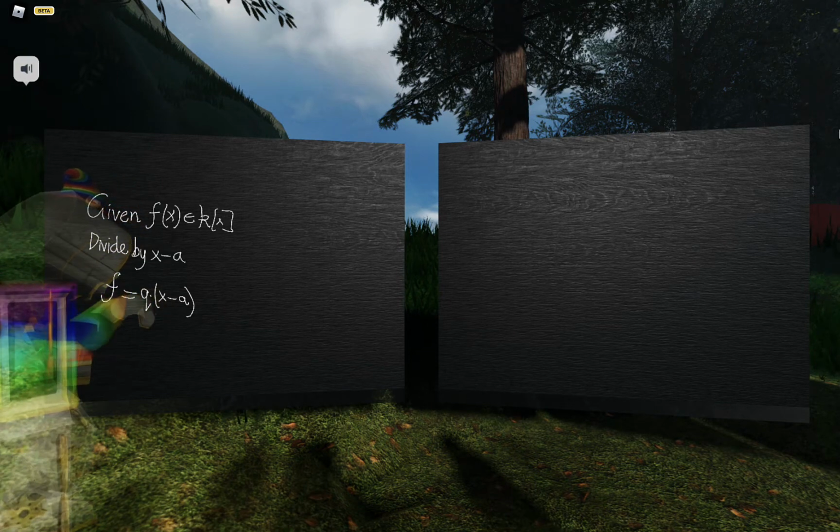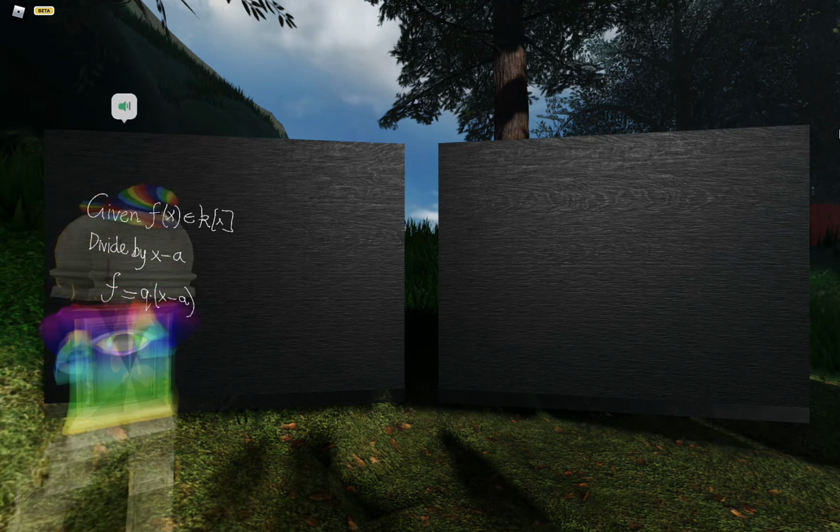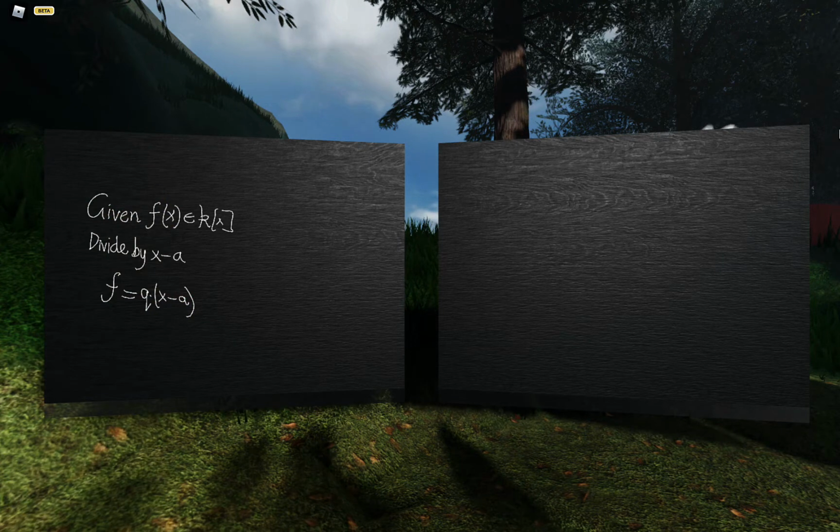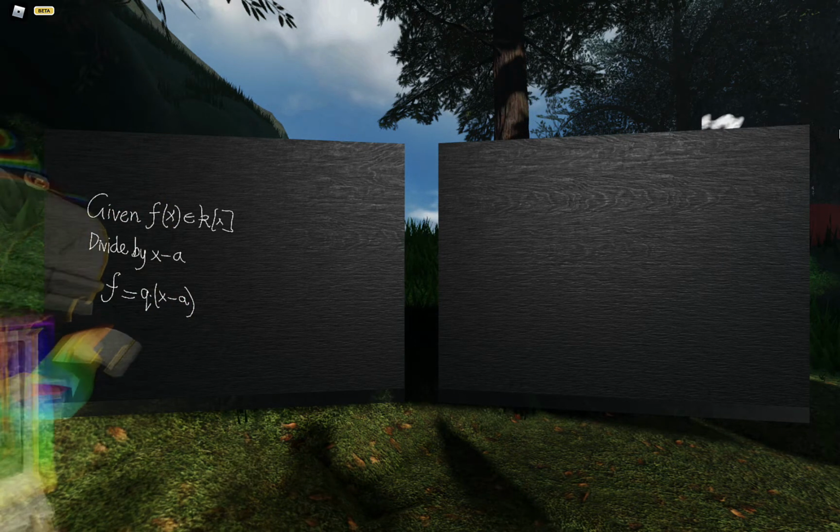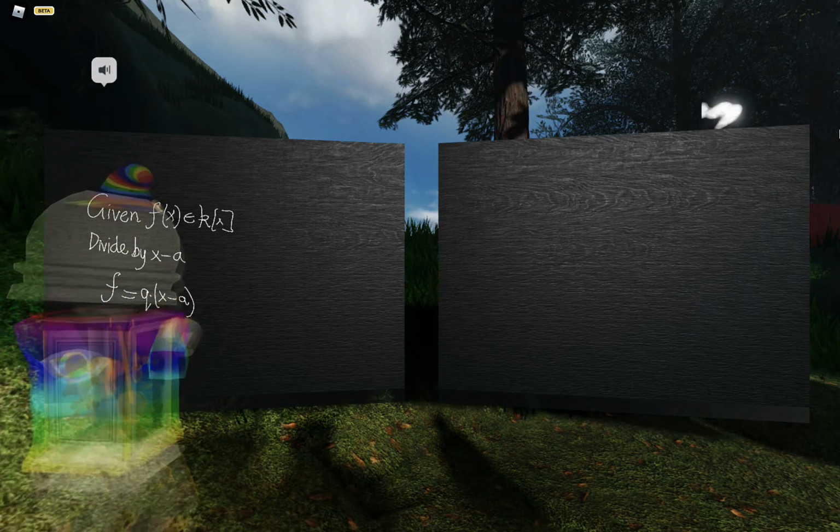Okay. Why is my camera moving up and down in some strange way? Just a second. I think it's because I'm not on solid ground here.